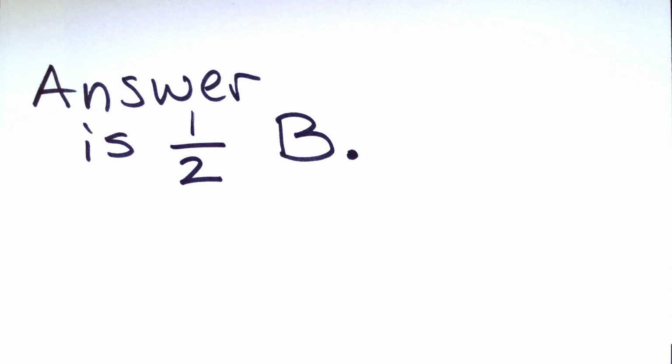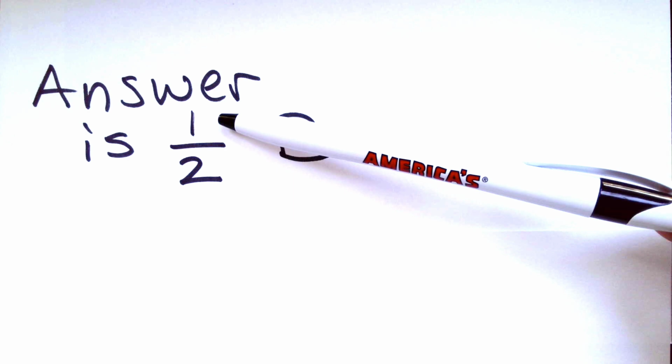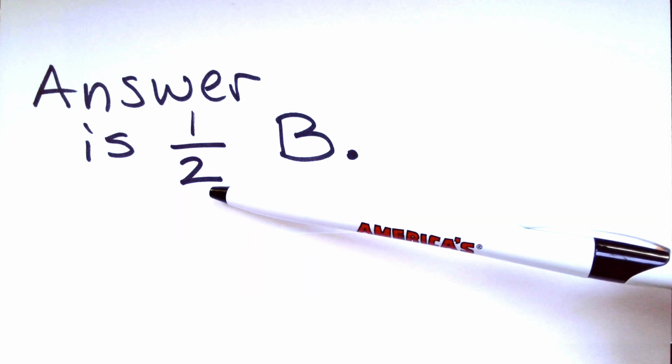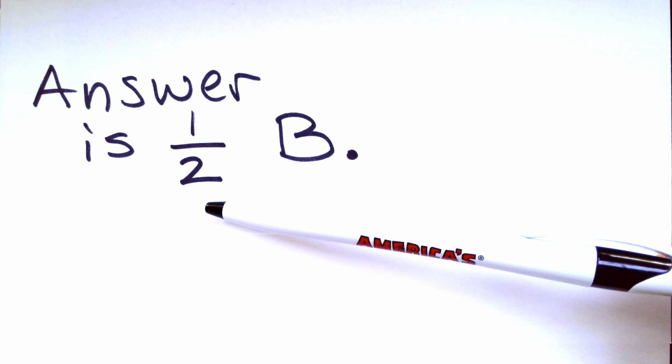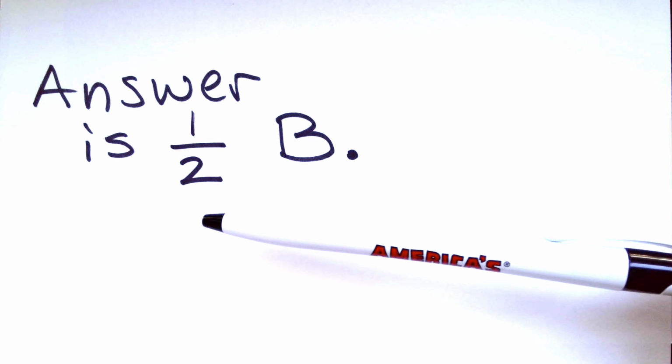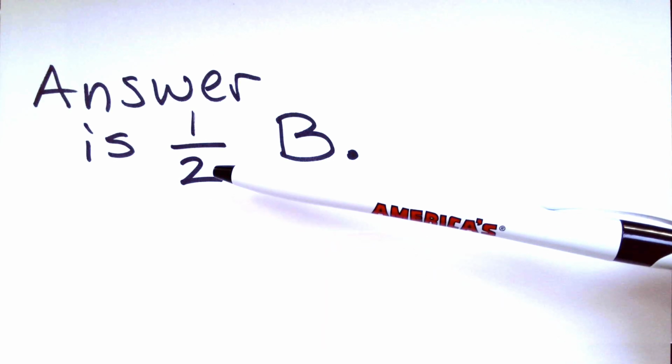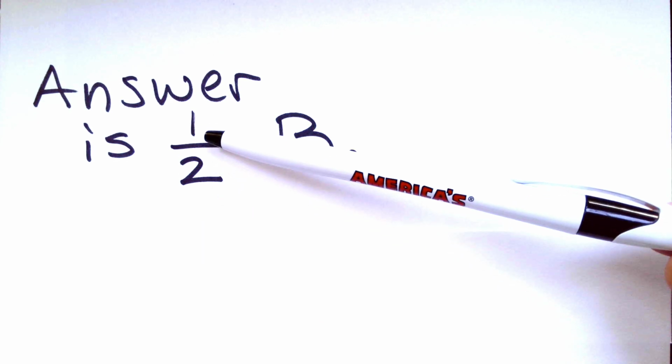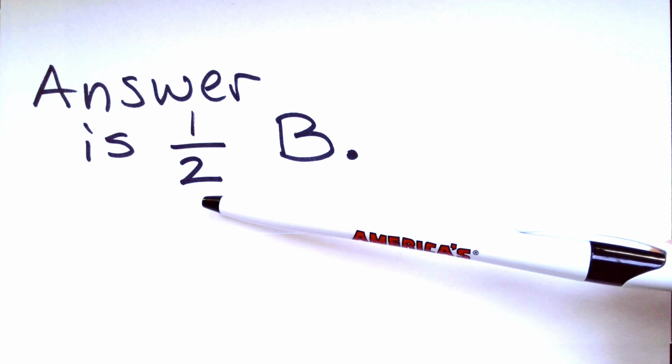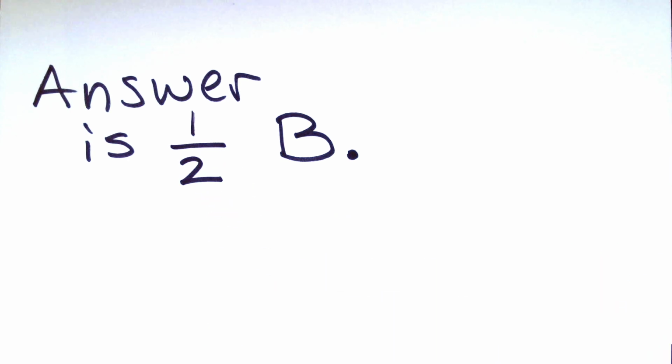Answer is B, 1/2. You must always reduce your fractional value. So what does this mean? 1 out of every 2 coins will be either green or red. I'm going to say that again. 1 out of every 2 possible coins will be either green or red.